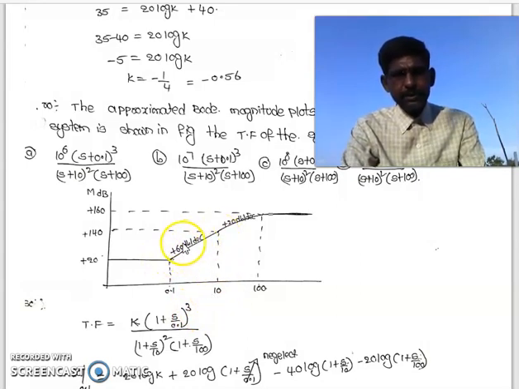The next corner frequency is 10. The initial slope is 60 dB per decade. After 10 it is plus 20 dB per decade. What is the change in slope? The change in slope is plus 20 dB per decade minus 60 dB per decade, that is minus 40 dB per decade. If you get minus 40 dB per decade, then 2 poles are present at corner frequency 10, that is (1 plus s by 10) whole square.